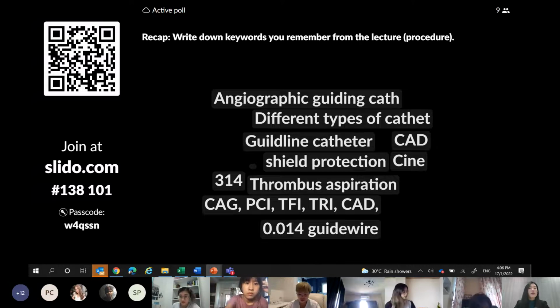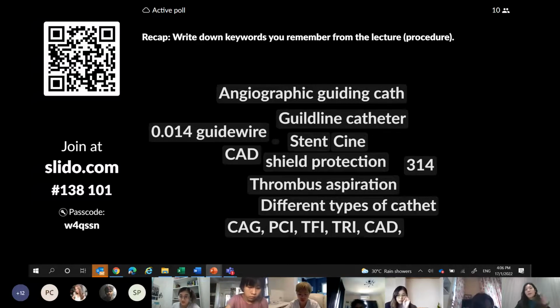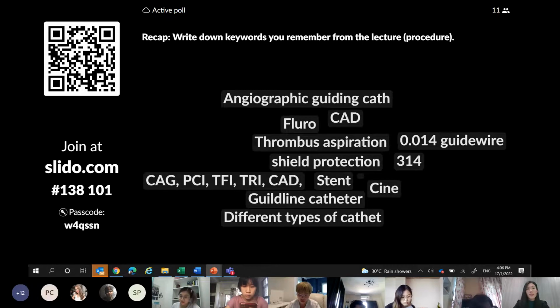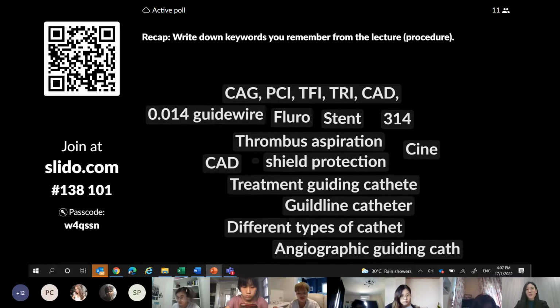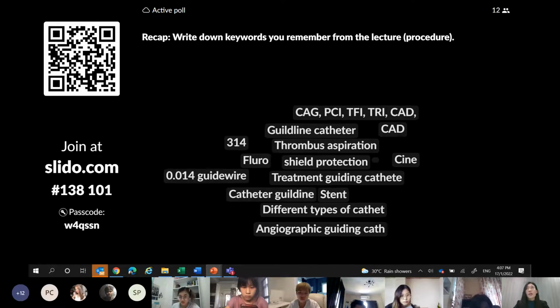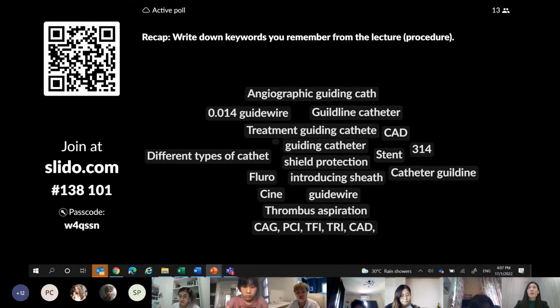For CAG, for PCI, definitely you need to know the access site. So you need to know what is TFI, what is TRI, how they access, what devices they use to access. I don't see the word for device to access yet, but insertion sheath, you need to know that this is used for access. You need to know that the angiographic guiding catheter is used with the 035 guide wire. I don't see it here, but the 035 guide wire should be used with your angiographic guiding catheter and of course your treatment guiding catheter to engage your catheters to your coronary ostium.